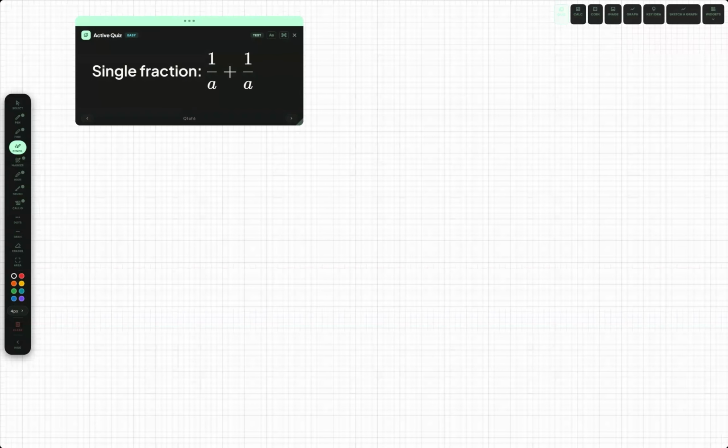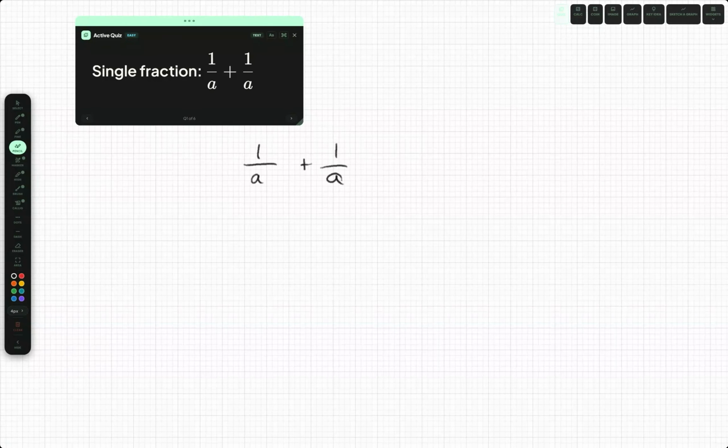Okay, welcome back. So now we're going to be looking at what happens if we have algebraic denominators. So we have polynomials in the denominator position. So here's our first one here, and we have 1 over a plus 1 over a. Now, these denominators here are both the same.